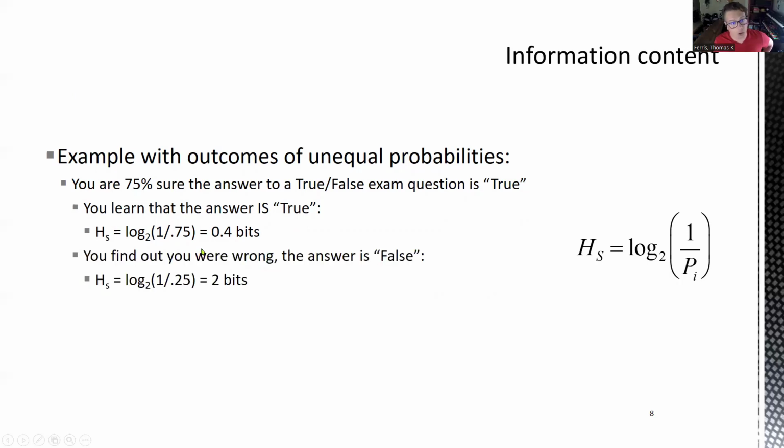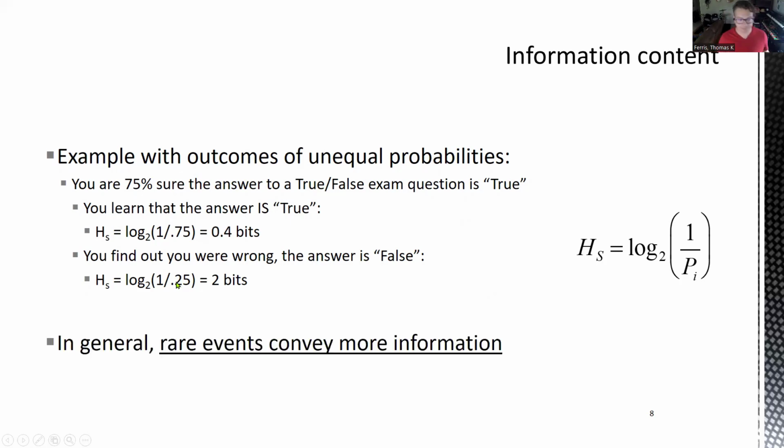I didn't learn that much. Oh, but we learned it's false. If we learn that, I've actually gained more information, right? And it's again because the probability of this outcome, before you learned of that outcome, was lower. And so when less likely things do get observed, they tend to carry more information. Rare events carry more information.